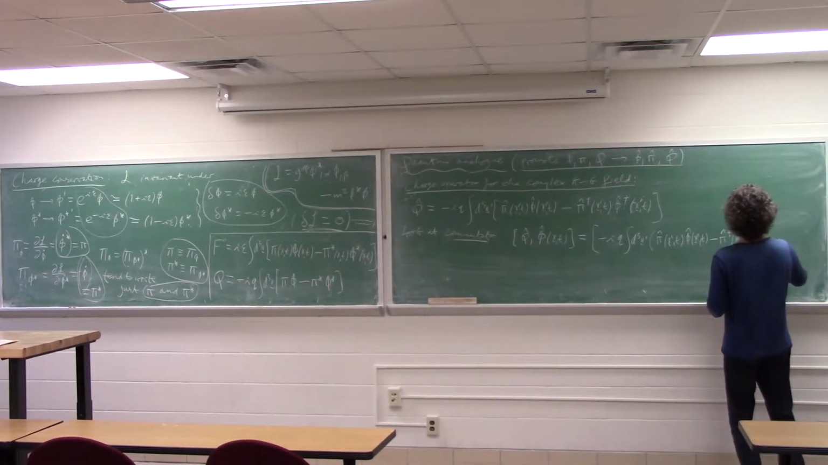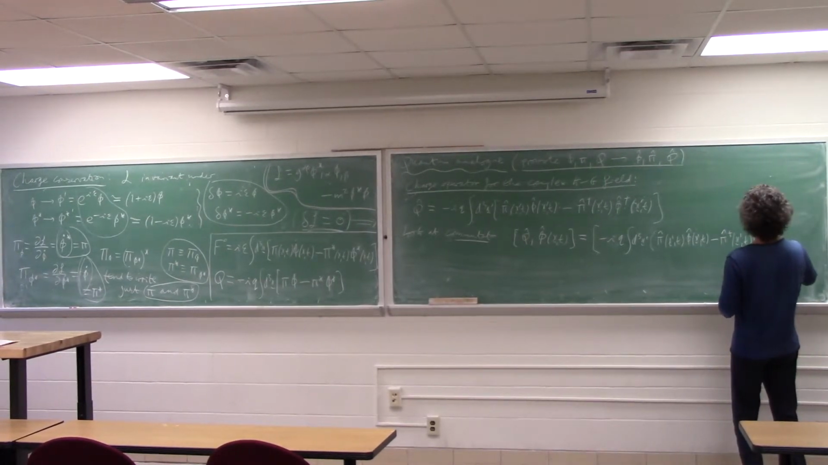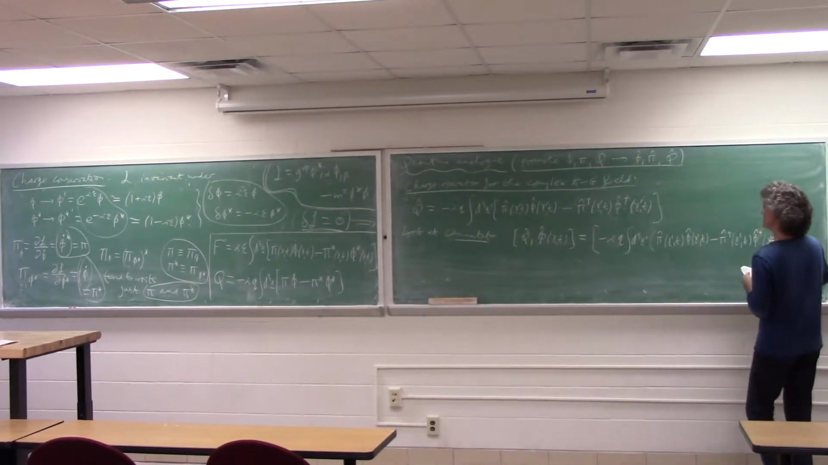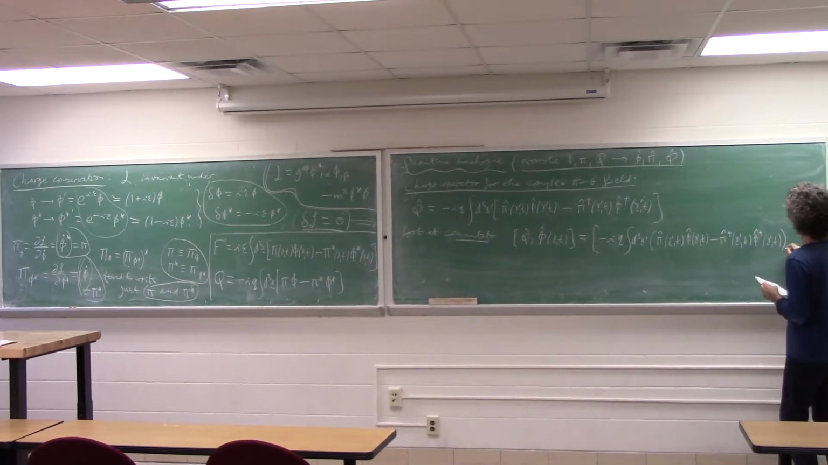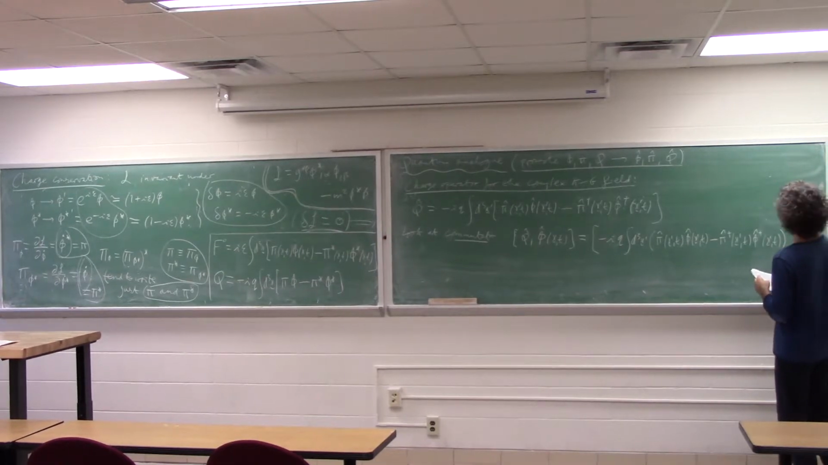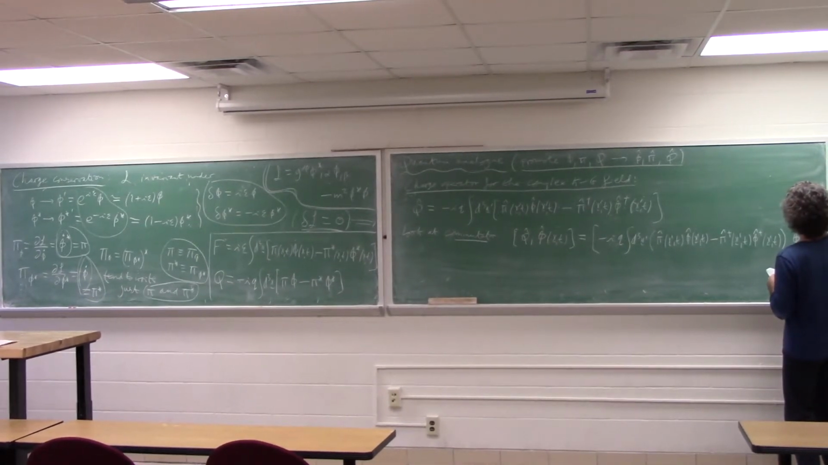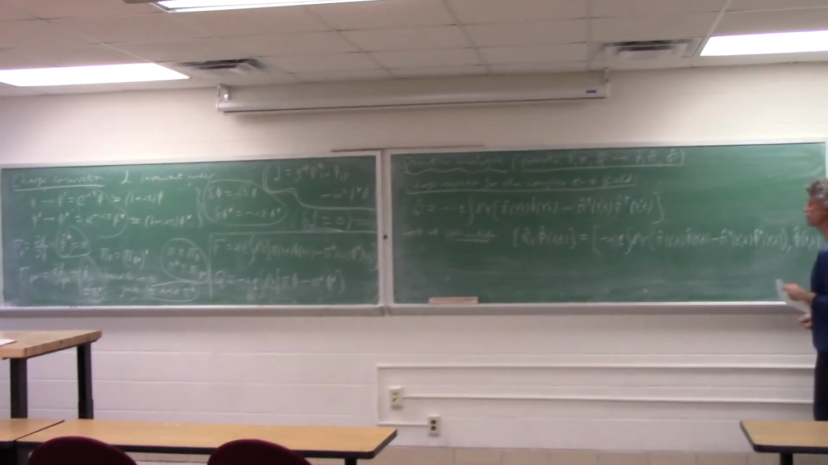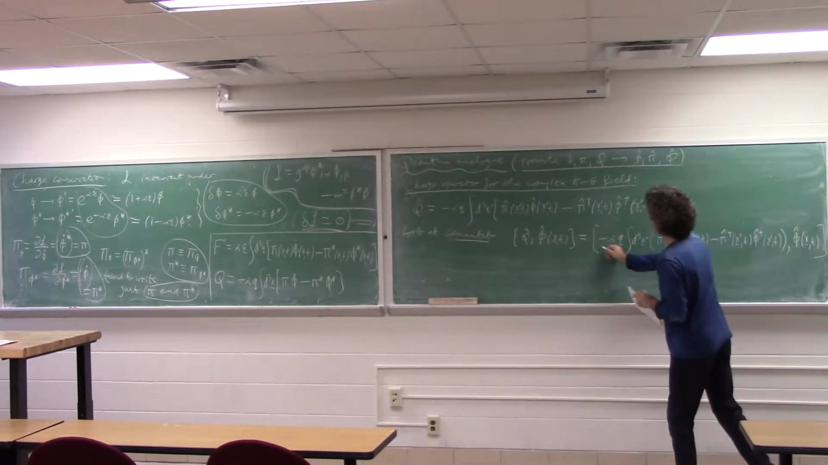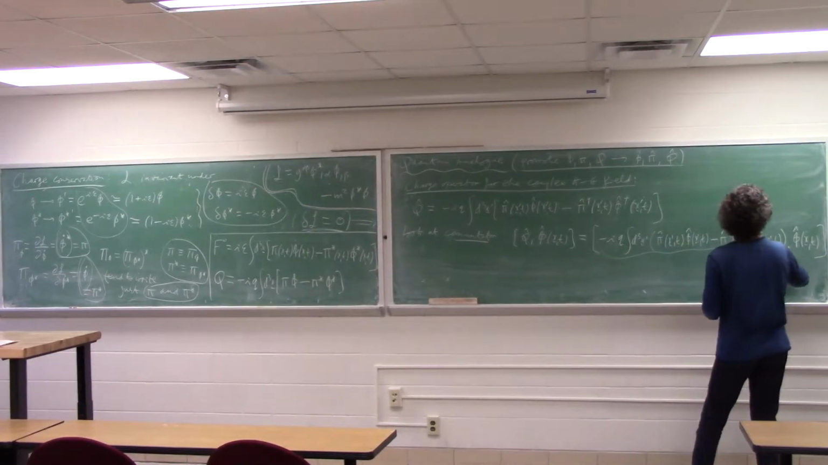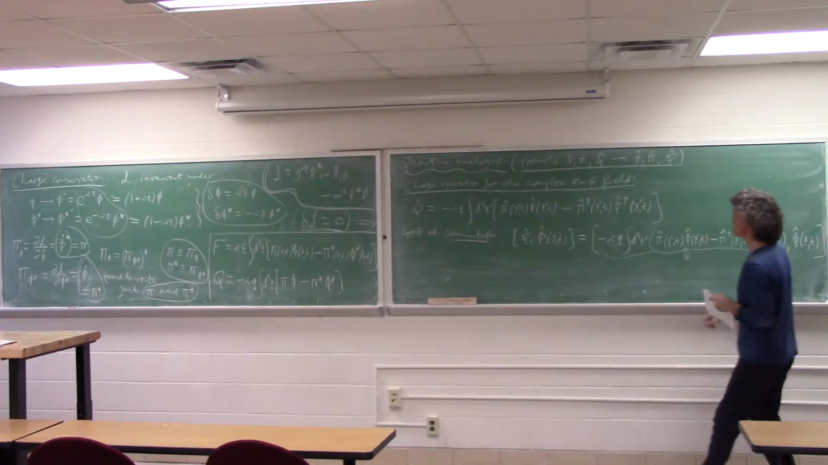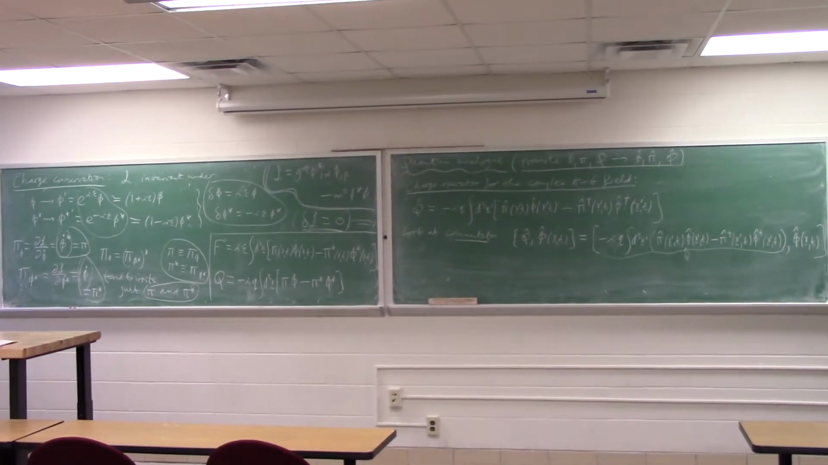t, phi hat dagger, x prime t, and we're taking the commutator with phi hat xt. All right, so all of this here is just the charge operator. And I want to take the commutator of that whole thing with the field operator at the point x.